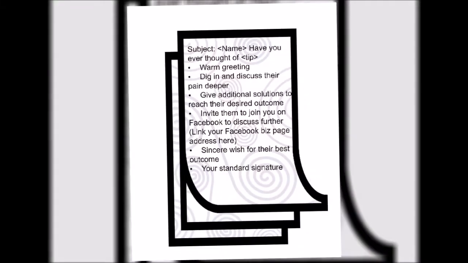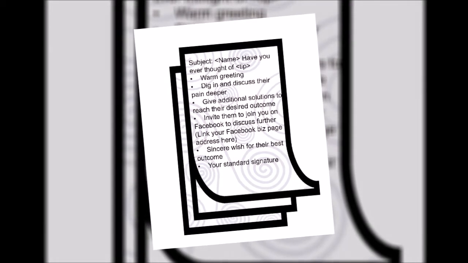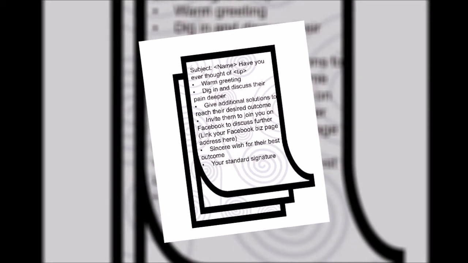On day 6, you'll send another autoresponder message, and it includes a warm greeting. You're going to dig in and discuss their pain a little deeper and give them an additional solution to reach their desired outcome. Then you'll invite them to join you on Facebook or other social media where they can discuss this further with you. And finally, you're going to sign off with your standard signature.